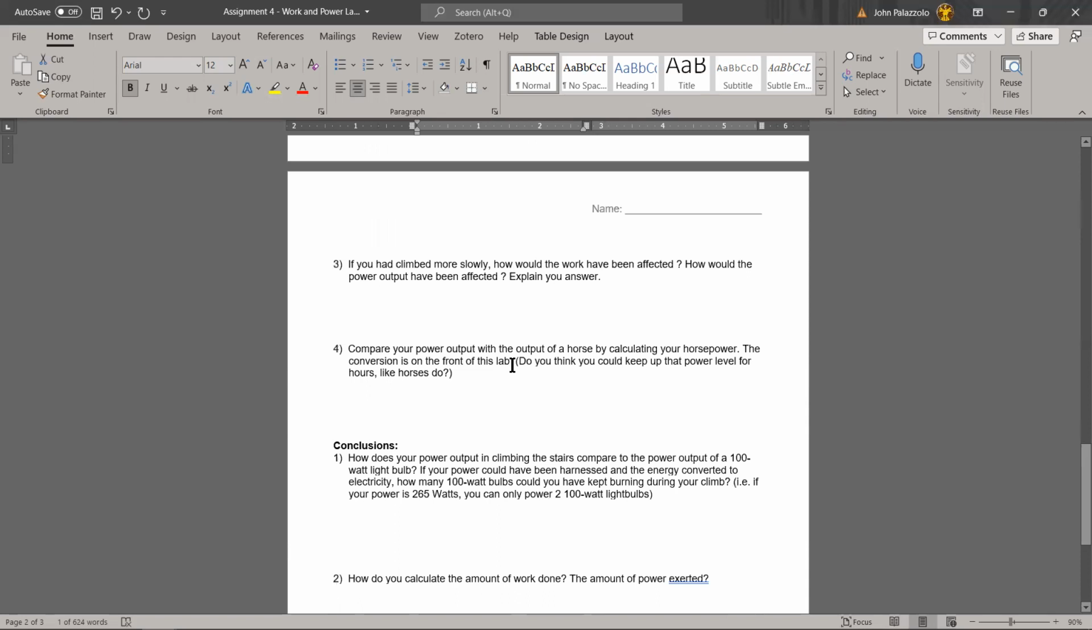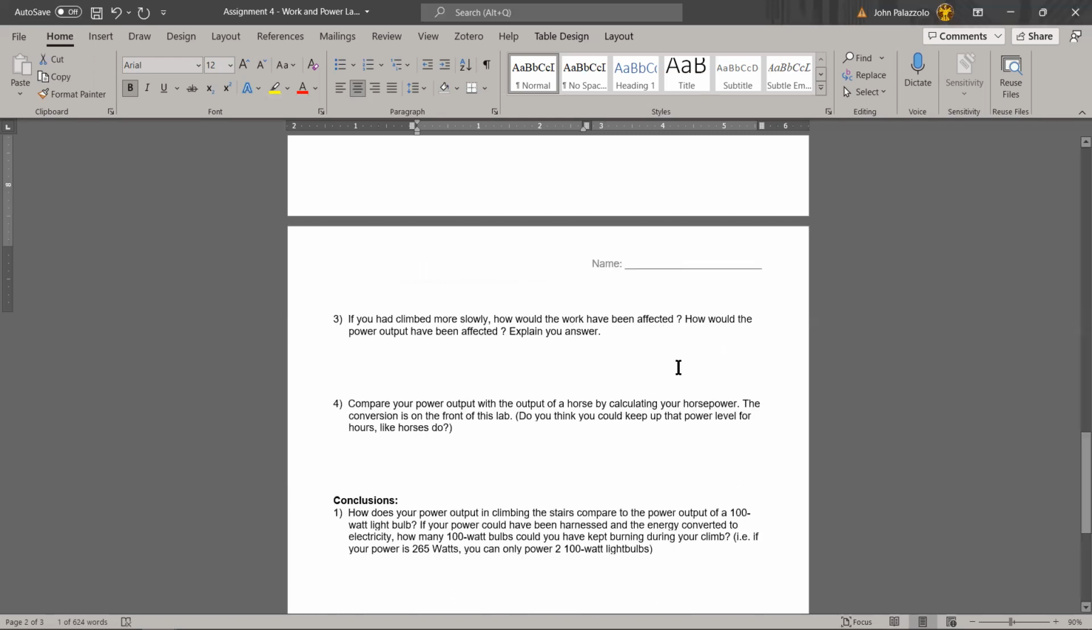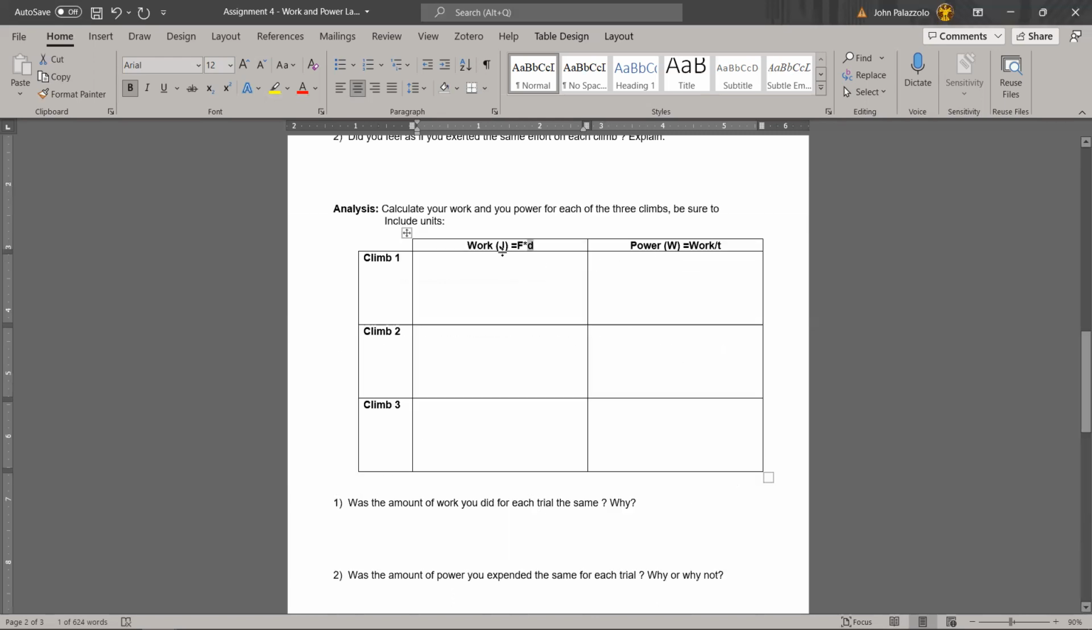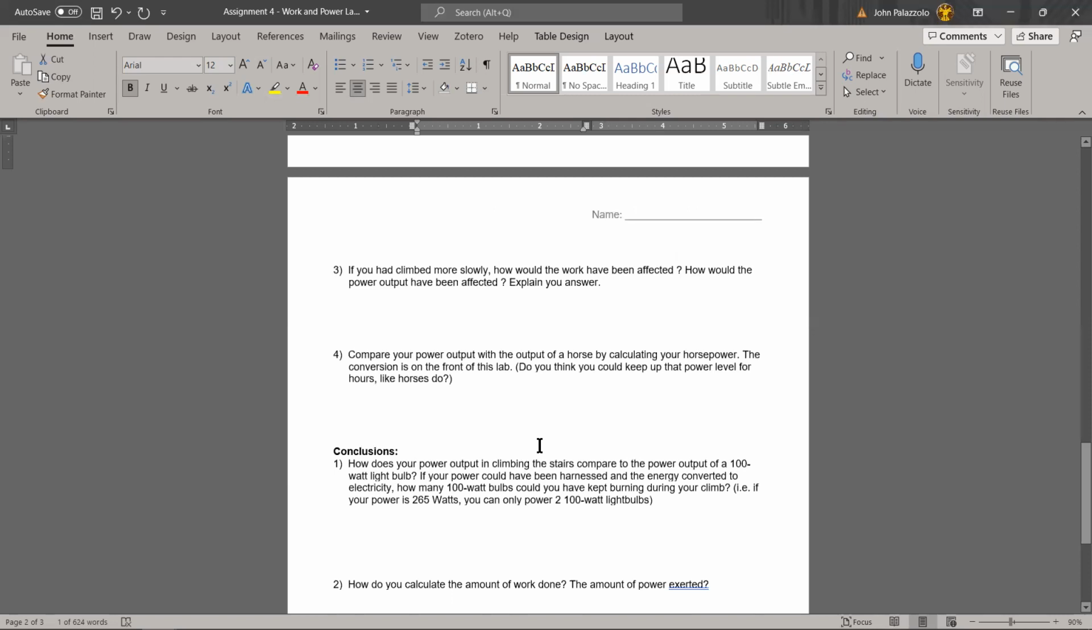For number 3, if you had climbed more slowly, how would work have been affected, if it would be affected? And how would power have been affected, if it would have been affected? And explain. Once again, look at the equations. Work through these and tell me why time would matter for these. And then compare your output with the output of a horse by calculating your horsepower.